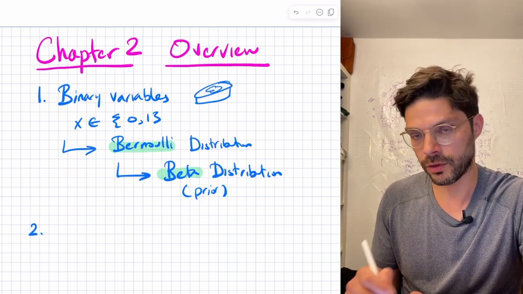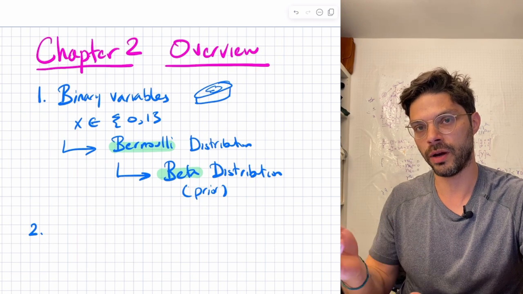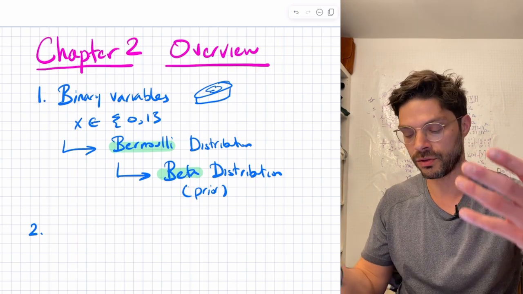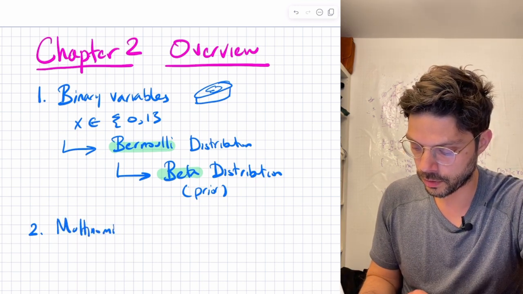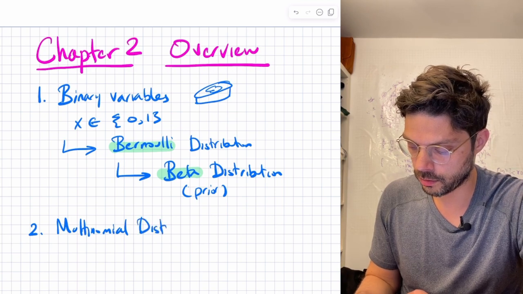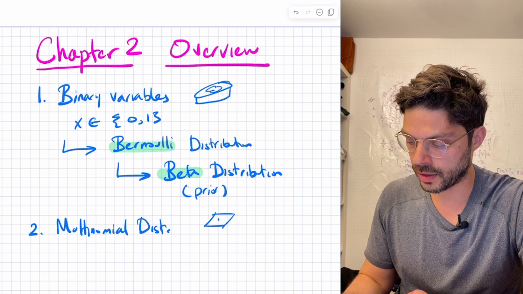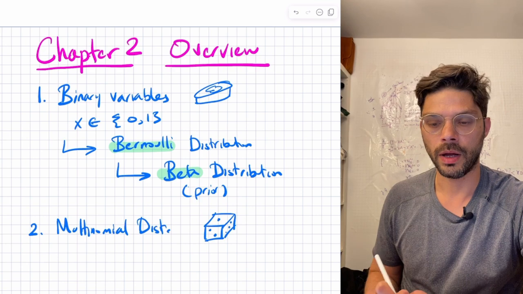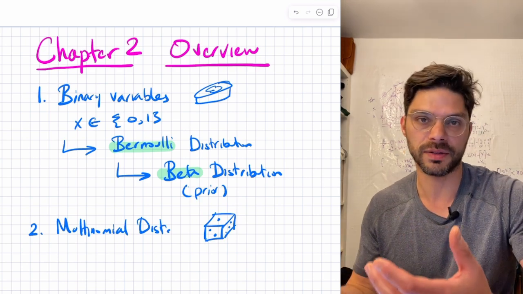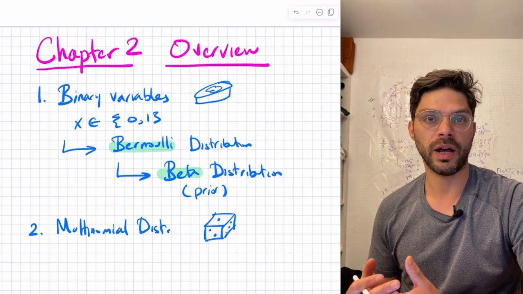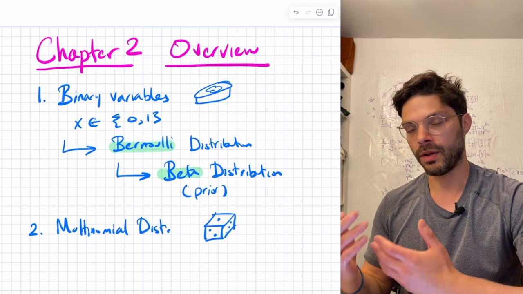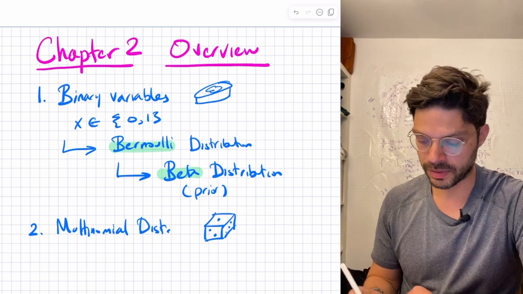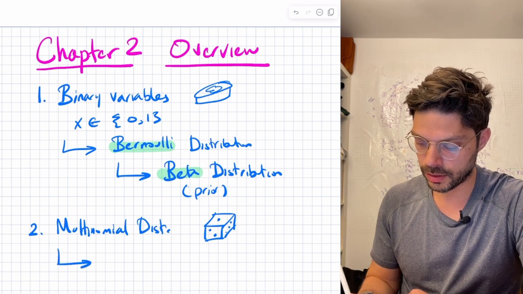Then we're going to talk about the generalization of that. Now you don't have just two possibilities. You have several discrete possibilities. So this is the multinomial distribution. You can think of this, for example, as a die. Imagine it's not a fair die, so each of the different sides has a different probability of showing up. So we work with problems like that.